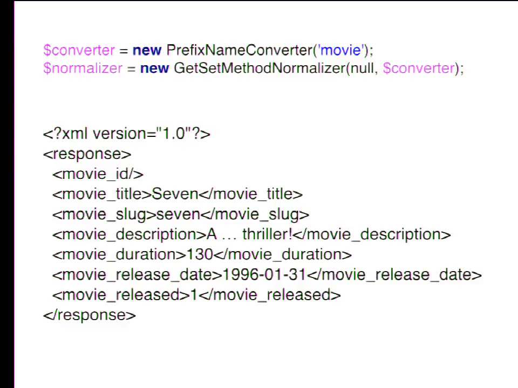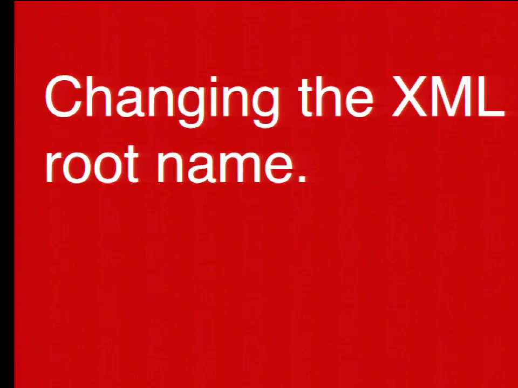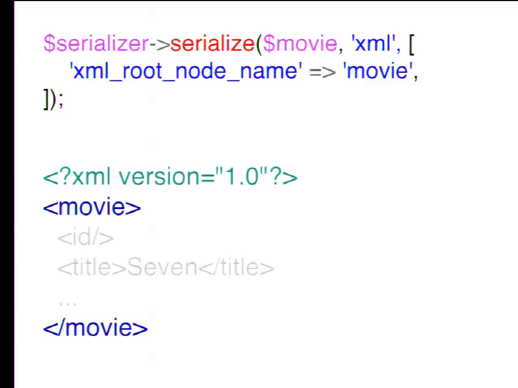Another thing that you might notice here is that in the XML representation, we always have this response tag at the root. And you might want to change that. This is where this context thing comes into play. Here we are using that third parameter, this context parameter, which is just an array. We pass in XML root node name movie. As a result, now we have a movie tag rather than a response tag. And of course, you could have that context XML root name configured, but then choose to serialize to JSON, and then it will just be ignored.